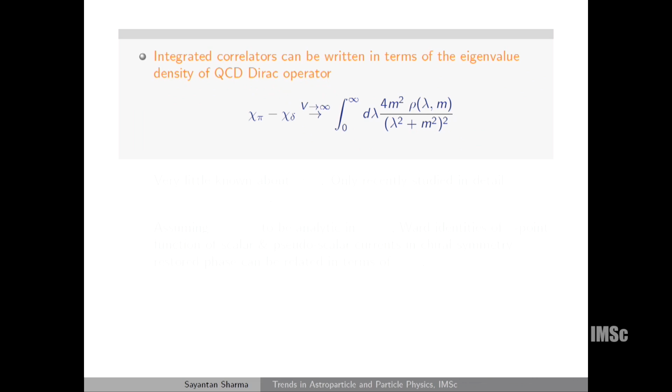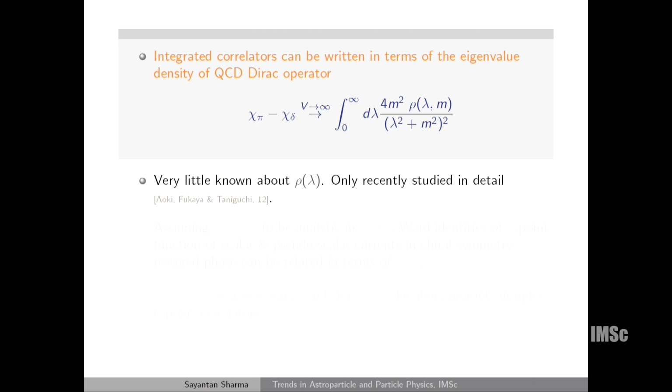Now one can also study these correlation functions in terms of the eigenvalues of the Dirac operator. If one calculates this in the infinite volume limit, one can relate this difference in the correlation function of the pion and delta to the eigenvalue density divided by this quantity, where lambda are the eigenvalues of the Dirac operator.